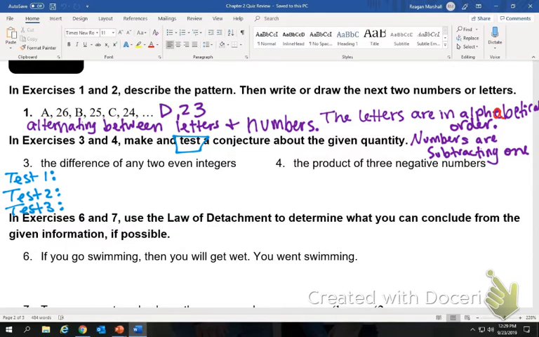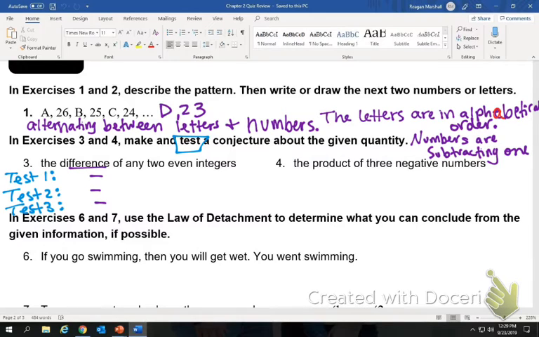So number 3, we're finding the difference of any 2 even integers. So what does difference mean? We're subtracting what kind of numbers? 2 different numbers. 2 different even integers. So we're doing even numbers. Does it say whether they're positive or negative? No. So we should try both. So go ahead and give me a positive and a negative even number.